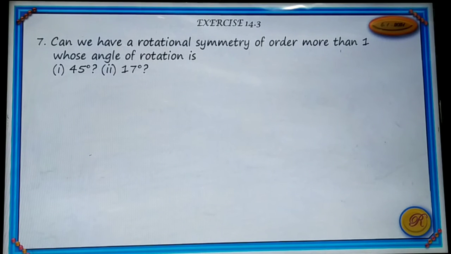Seventh question. Can we have a rotational symmetry of order more than 1 whose angle of rotation is number 1, 45 degrees, second one, 17 degrees? Solution. First one, 45 degrees.